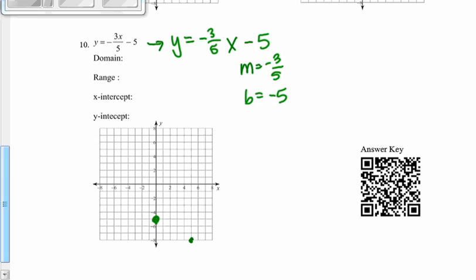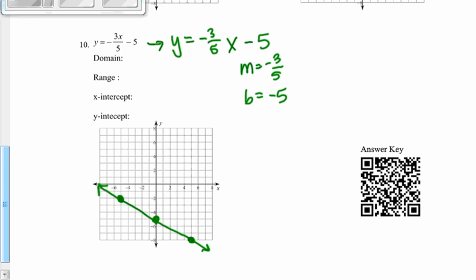Now, when you went down and over, make sure that your graph is going downhill because that is a negative slope. And I'm actually going to go in the opposite direction as well and make another point, because otherwise my graph isn't very accurate. Not a very good artist here. All right, so we have our graph, so now we can find our information.